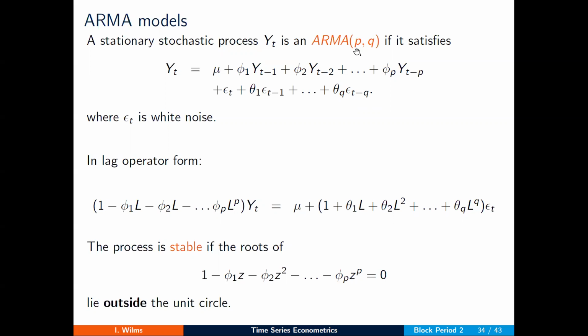So the first index in parentheses indicates how many AR terms are added in the model. The second index indicates how many moving average terms are included in the model. Equivalently, in lag operator notation, we can write the model like this, where all the AR terms are collected at the left-hand side and all the moving average terms are collected at the right-hand side. In a similar way as before, the stability of the process can be verified.